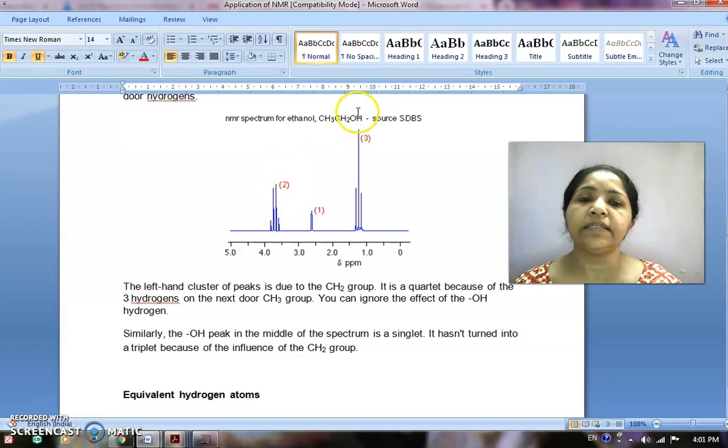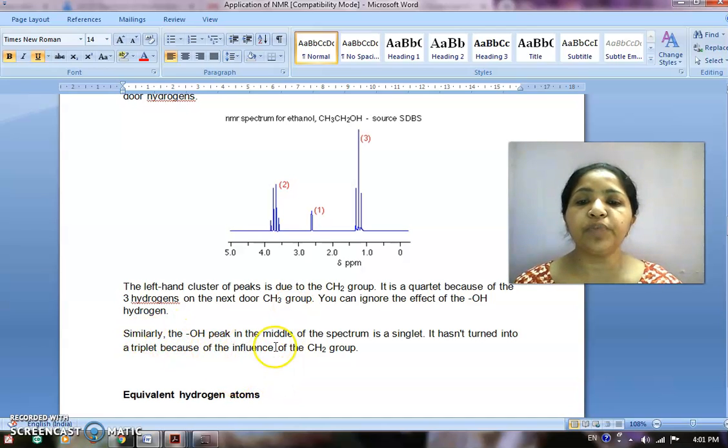It is a quartet, and this is H bonded to O, and OH means it will have a little bit higher delta, and its intensity will be less because it is only a single H. The left hand cluster is due to CH2, and it is a quartet because of the 3 H next to it. You can ignore the effect of the OH hydrogen, because there is an oxygen gap, and therefore it cannot influence.